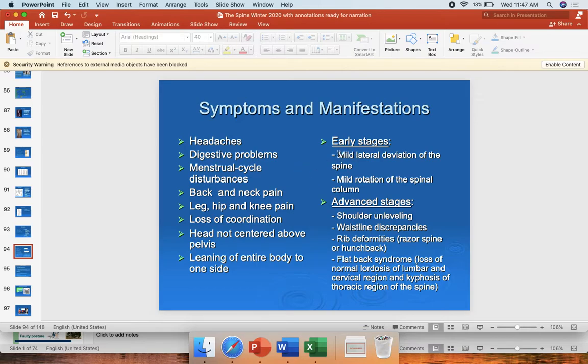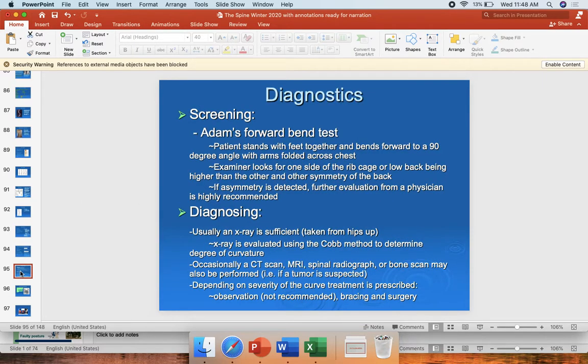So realize that scoliosis can develop and progress, right? It's not something that you're born with and it stays at that exact Cobb angle, right? It's something that can progress and develop over time. So we have some early and some advanced stages. Depending on how bad the scoliosis becomes is going to determine where you're at, whether early or advanced. Going to keep going here.